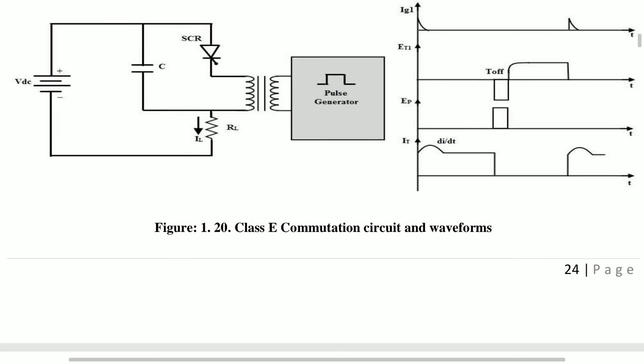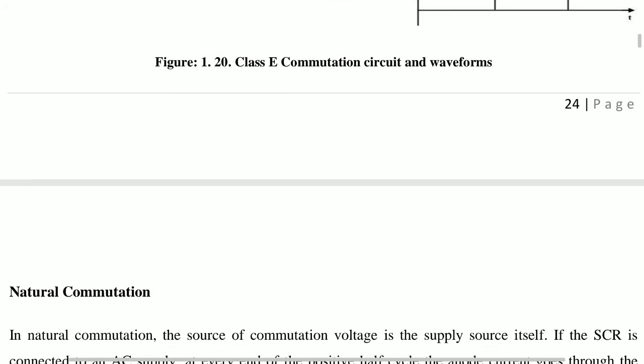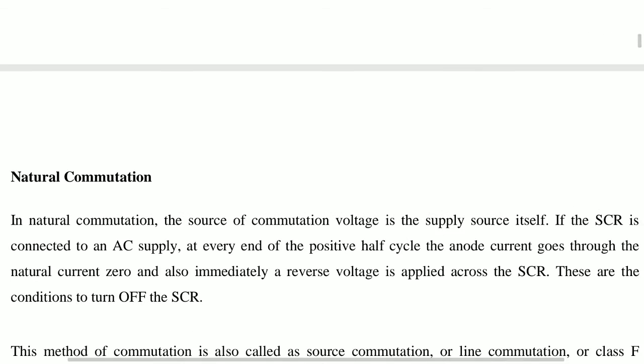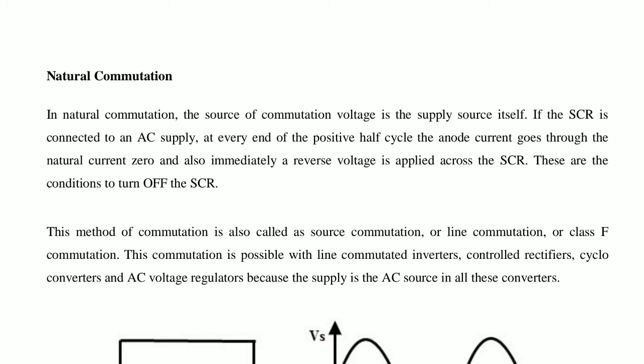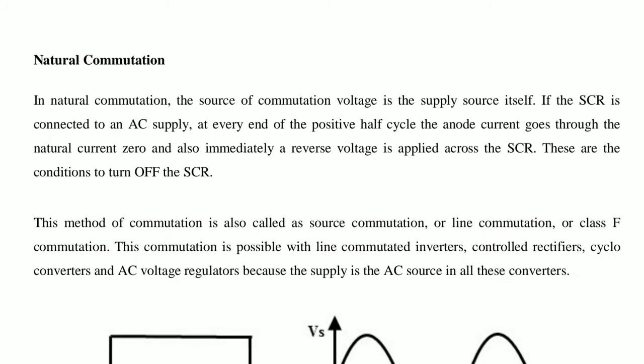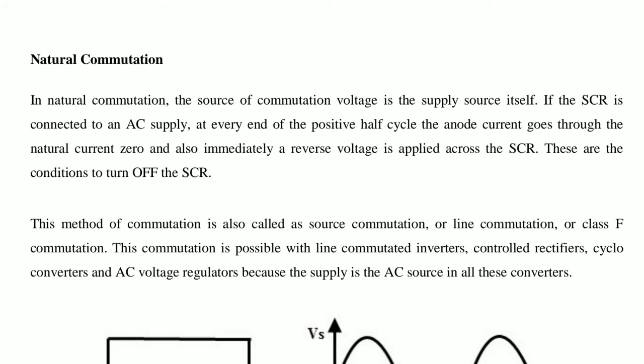So we will move forward to the second type of commutation technique, that is natural commutation. It's a very simple commutation. We will see it one by one. One can see the description part. In natural commutation, the source of commutation voltage is the supply source itself.